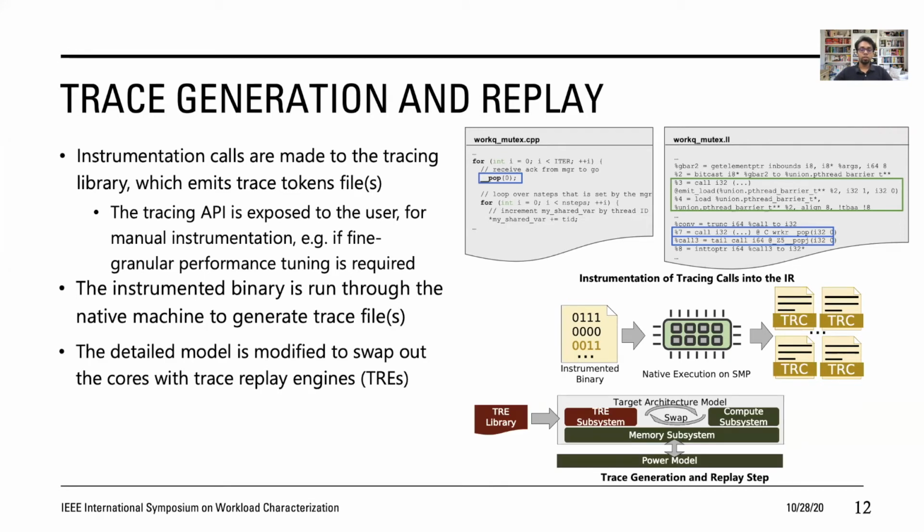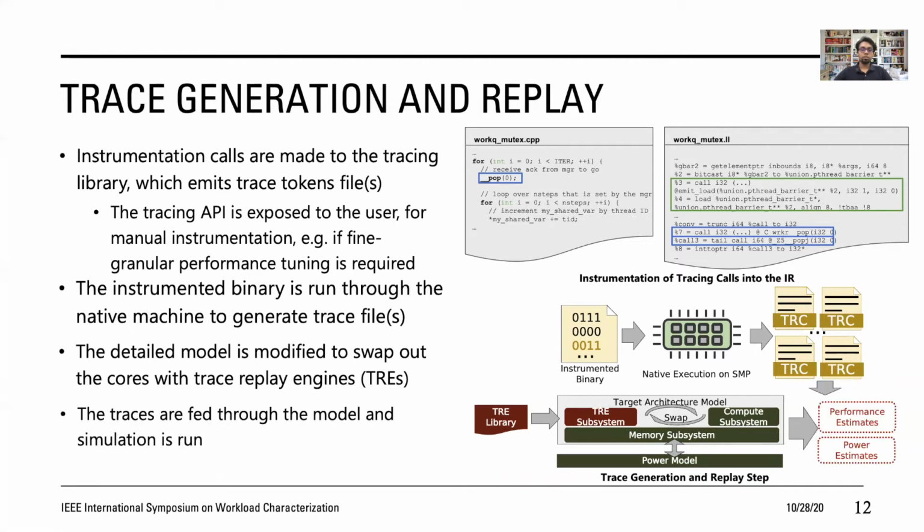Following that, the detailed Gem5 model is modified, where the cores are swapped with the TREs that are responsible for replaying the traces through the model. This is done to generate the performance and power estimation. We note that a major source of speedup comes from approximating compute operations using stalls, whereas memory operations are reproduced with high fidelity, and this ties with the move towards accelerating memory-bound applications, as I had discussed previously.